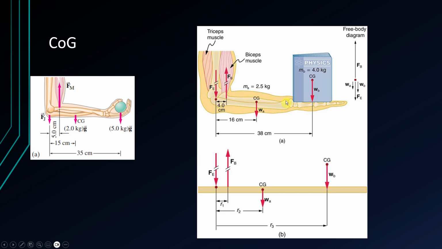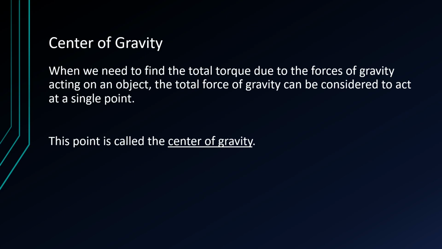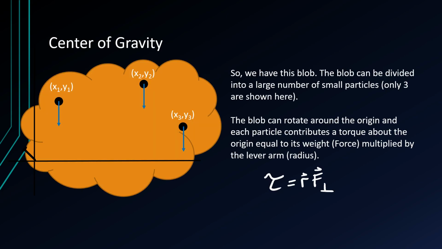And the location where we place the weight, or the force due to gravity, of this person's forearm, is called the center of gravity, right? So when we need to find the total torque due to the forces of gravity acting on an object, the total force of gravity can be considered to act on a single point, and that single point is going to be the center of gravity of this object. So how do I find the center of gravity of an object?